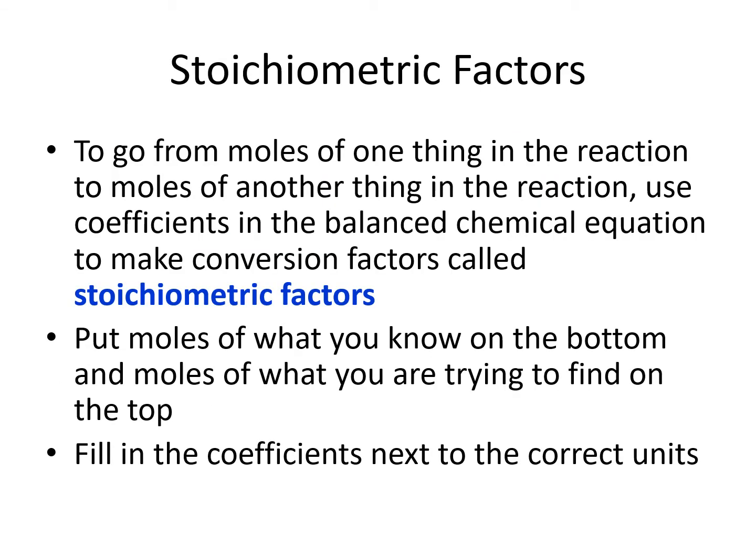We're going to be using a set of conversion factors, which we'll call stoichiometric factors. In stoichiometric factors, the coefficients from the balanced chemical equation will relate the number of moles of one thing in the reaction equation to moles of another thing in that same reaction equation. The moles of what we know are going to go on the bottom of our stoichiometric factor, since they'll end up canceling out, and the moles of what we're trying to solve for will go on the top. Then we'll just fill in the coefficients next to the correct units.